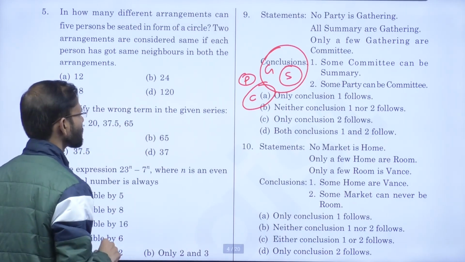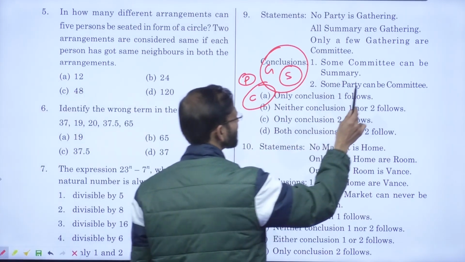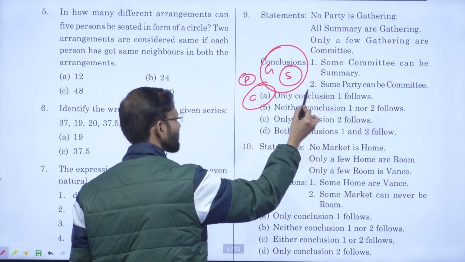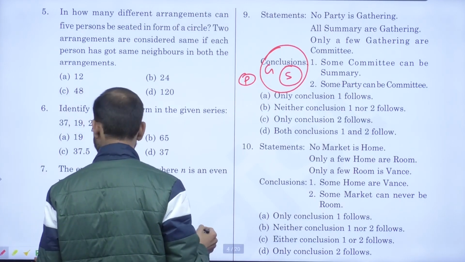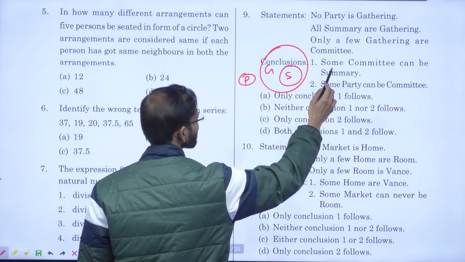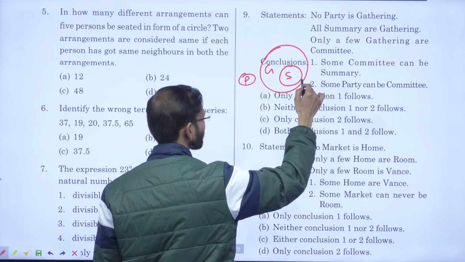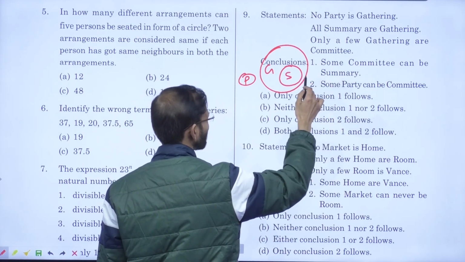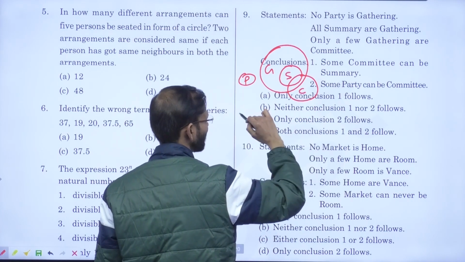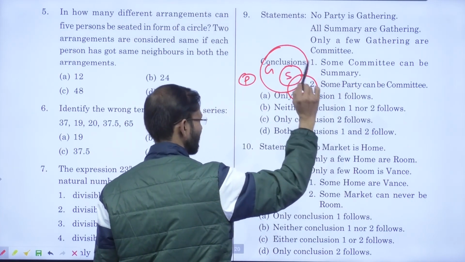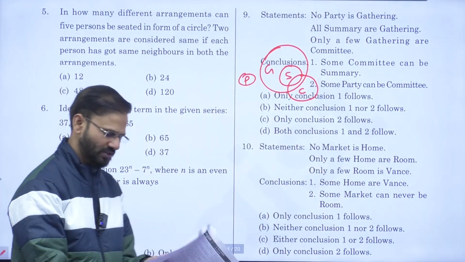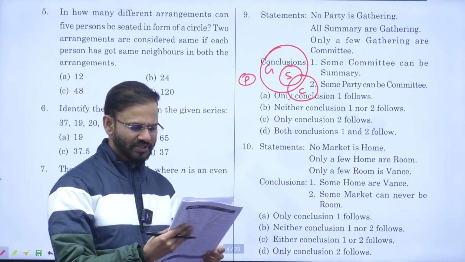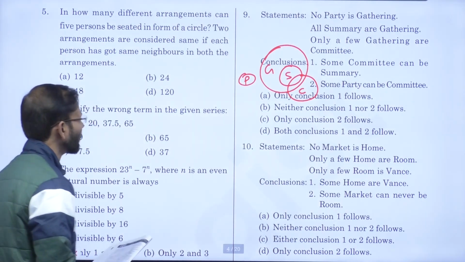Okay. So the conclusion is saying some committees can be summary. Yes, this can be summary, so it is true. Why? Because the question is only a few gatherings are committee, right? So if I do committee here, so some committees can be summary. This is correct, right, everyone? So for this Venn diagram, this is correct. Let me read the question here because some lighting issue is there. Question number 9.